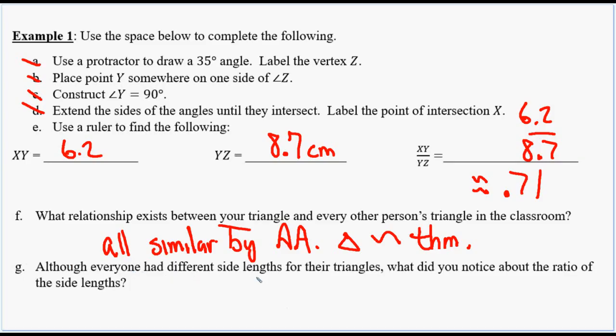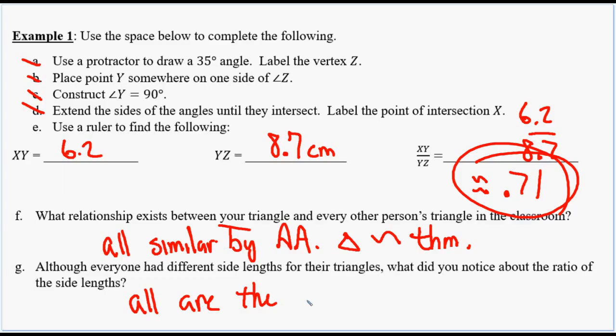Although everyone had different side lengths for their triangles, what did you notice about the ratio of the side lengths? All are the same, or they should be close, depending on how you did your angles and measured your sides. The more accurate, the better. They should all be about the same. Okay, there's example 1.